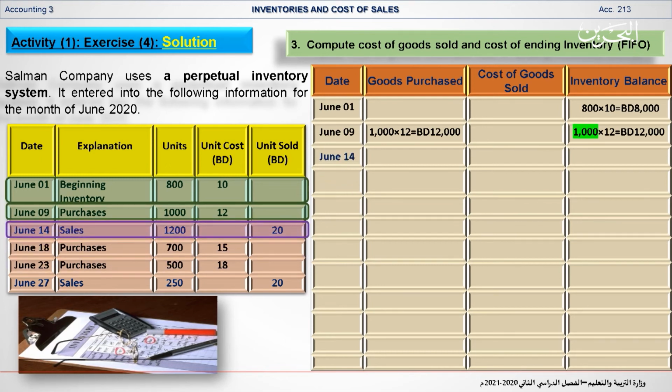On 14th of June, the company sold 1,200 units. So here we have to calculate the cost of goods sold using FIFO method, which is first in, first out method. So we will start by the oldest inventory first, by multiplying the number of units by the unit cost. That is, 800 units will be sold from beginning inventory at a cost of 10 BD. The other 400 units will be sold from inventory purchased on 9th of June at a cost of 12 BD.